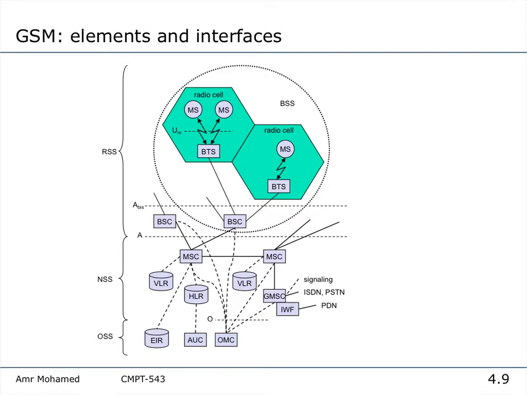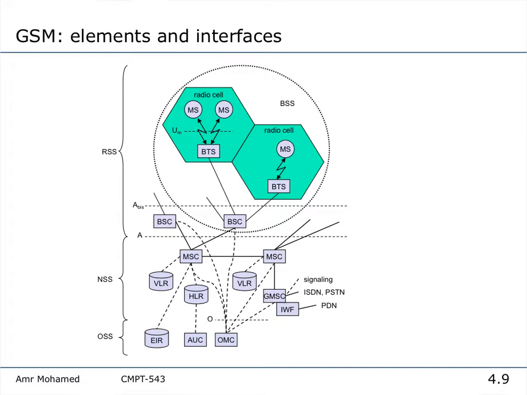One or more of these cells are controlled by what we call the base station controller. The base station controller is connected to one or more cells through what we call the A-bis interface. The A-bis interface multiplexes multiple interfaces into a higher data transmission bitrate, like it goes from 16, I think, to 64 kilobits per second.